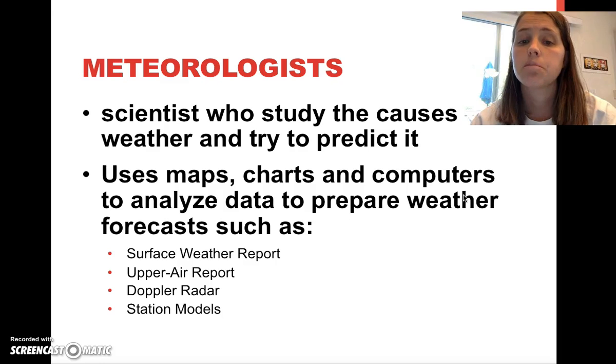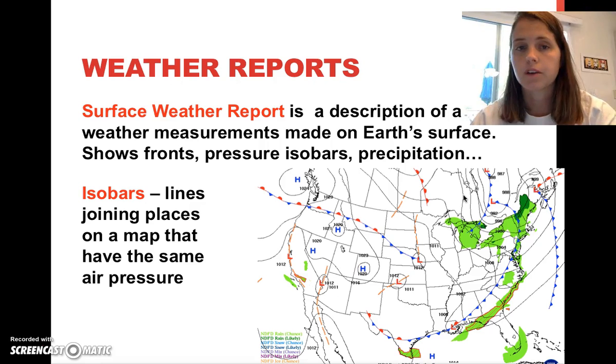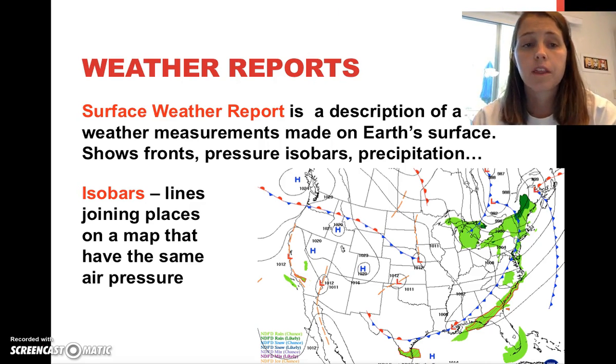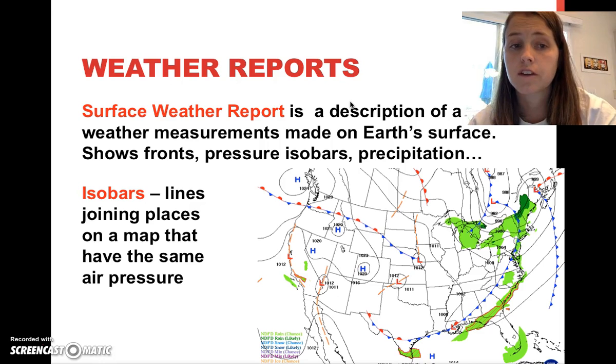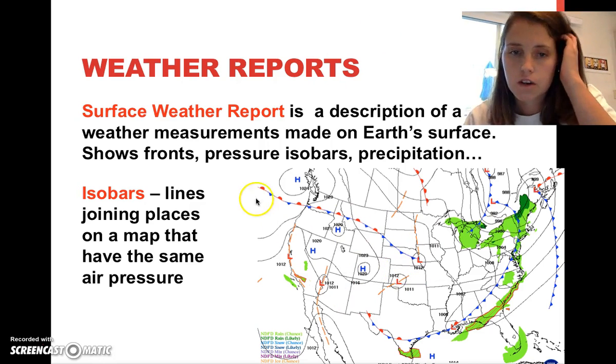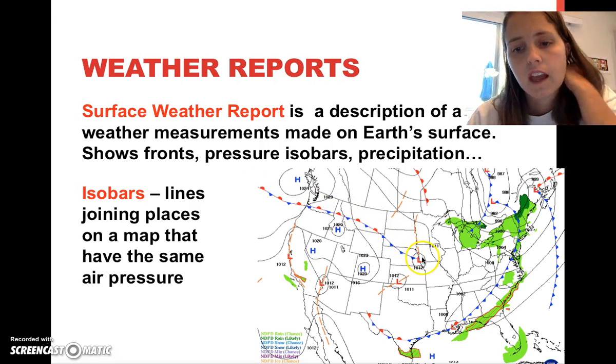The types of maps, charts, and computer programs that they use are surface weather reports, upper air reports, Doppler radar, and station models. Under weather reports, you're going to see a surface weather report, and you're going to use this when you do your own forecasting. This is a description of a set of weather measurements made on the Earth's surface, and it shows fronts, pressure, isobars, and precipitation. So you're going to see the fronts here.